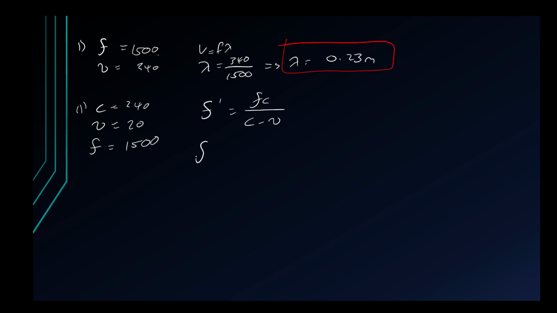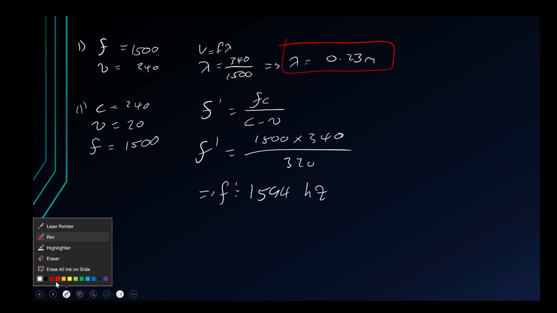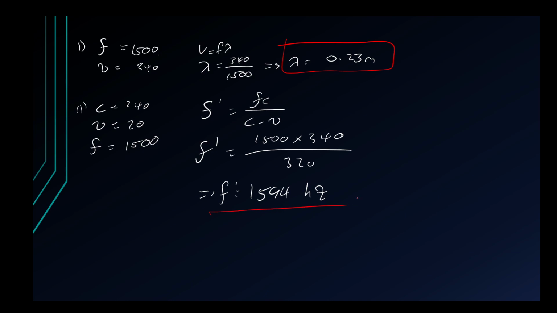So we'll sub stuff in. So F prime is 1500 times 340 divided by 340 minus 20, so 320. So that means that F prime is 1500 times 340 over 320, and it's 1594. So a little bit higher frequency, but not by much. 94 hertz isn't too big of a difference. And that's one example of using the Doppler effect.